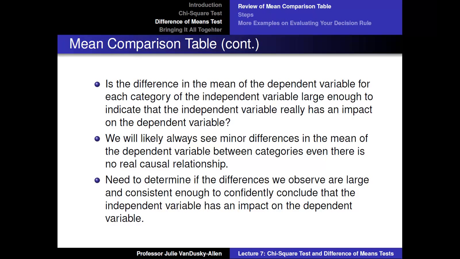Even though the mean comparison table indicates that there is a difference in the means of the ideological positions of Democrats and Republicans, is the difference in the mean of the dependent variable for each category of the independent variable large enough to indicate that the independent variable really does have an impact on the dependent variable? We will likely always see minor differences in the mean of the dependent variable between categories even when there is no real causal relationship. We need to determine if the differences we observe are large enough and consistent enough to confidently conclude that the independent variable has an impact on the dependent variable.